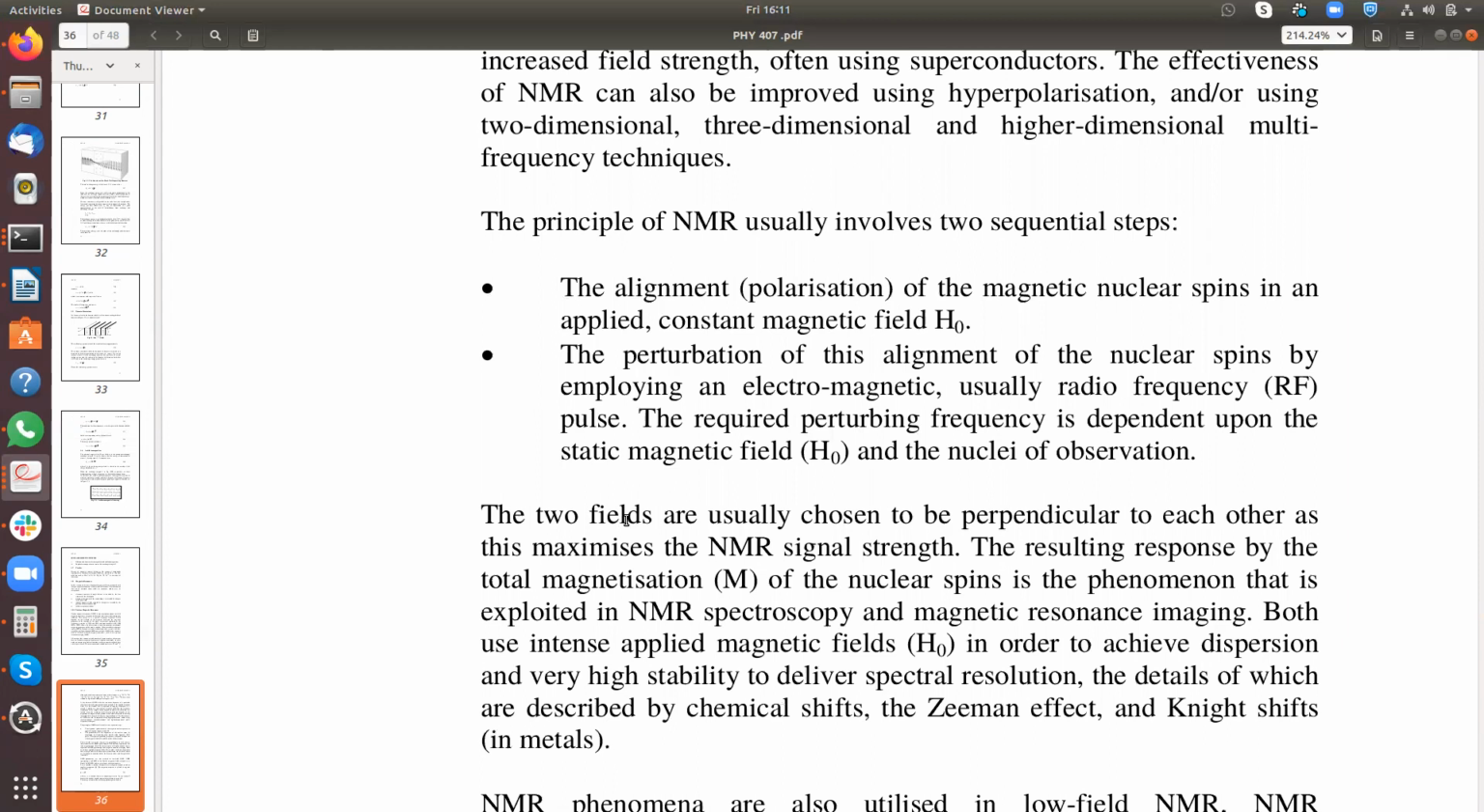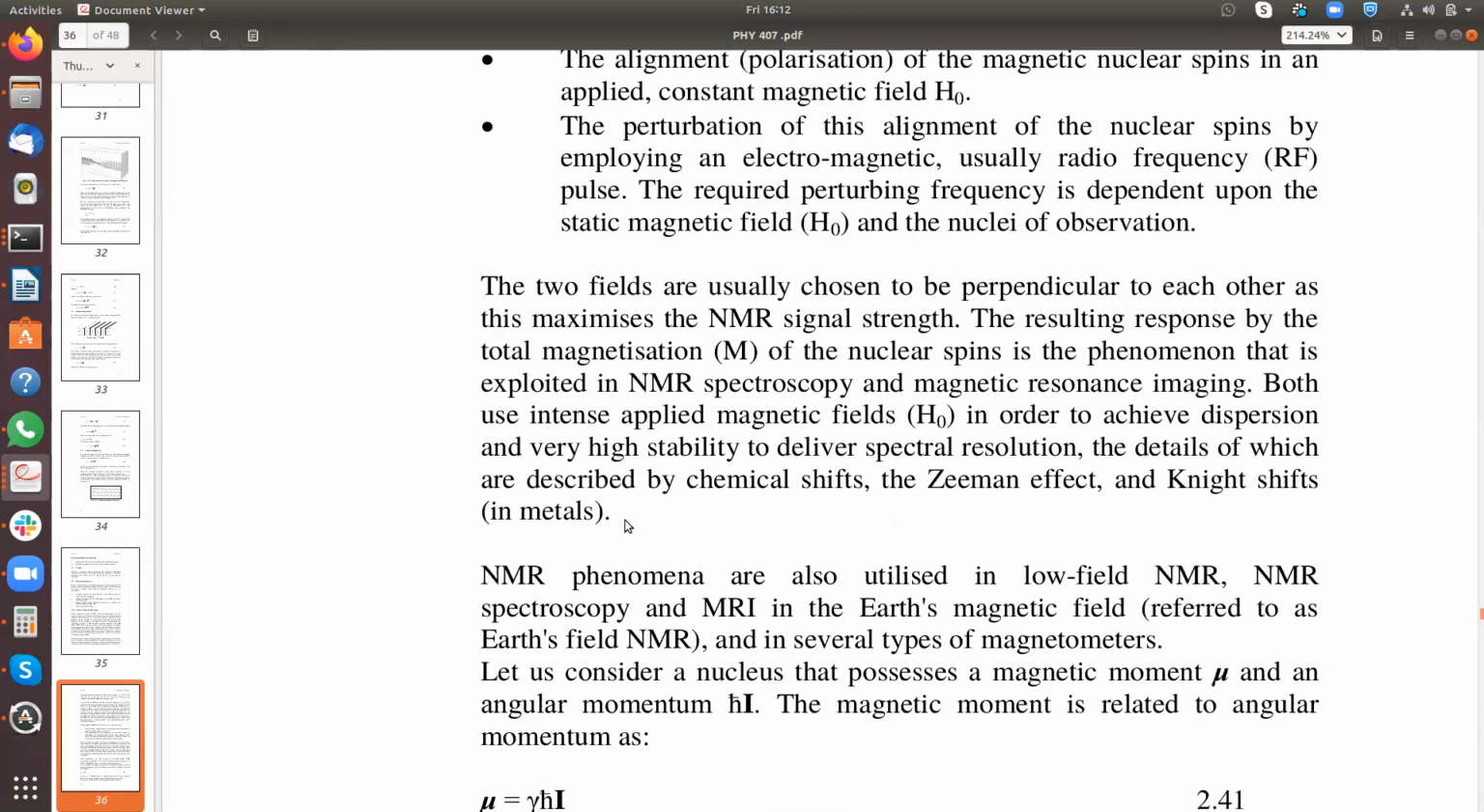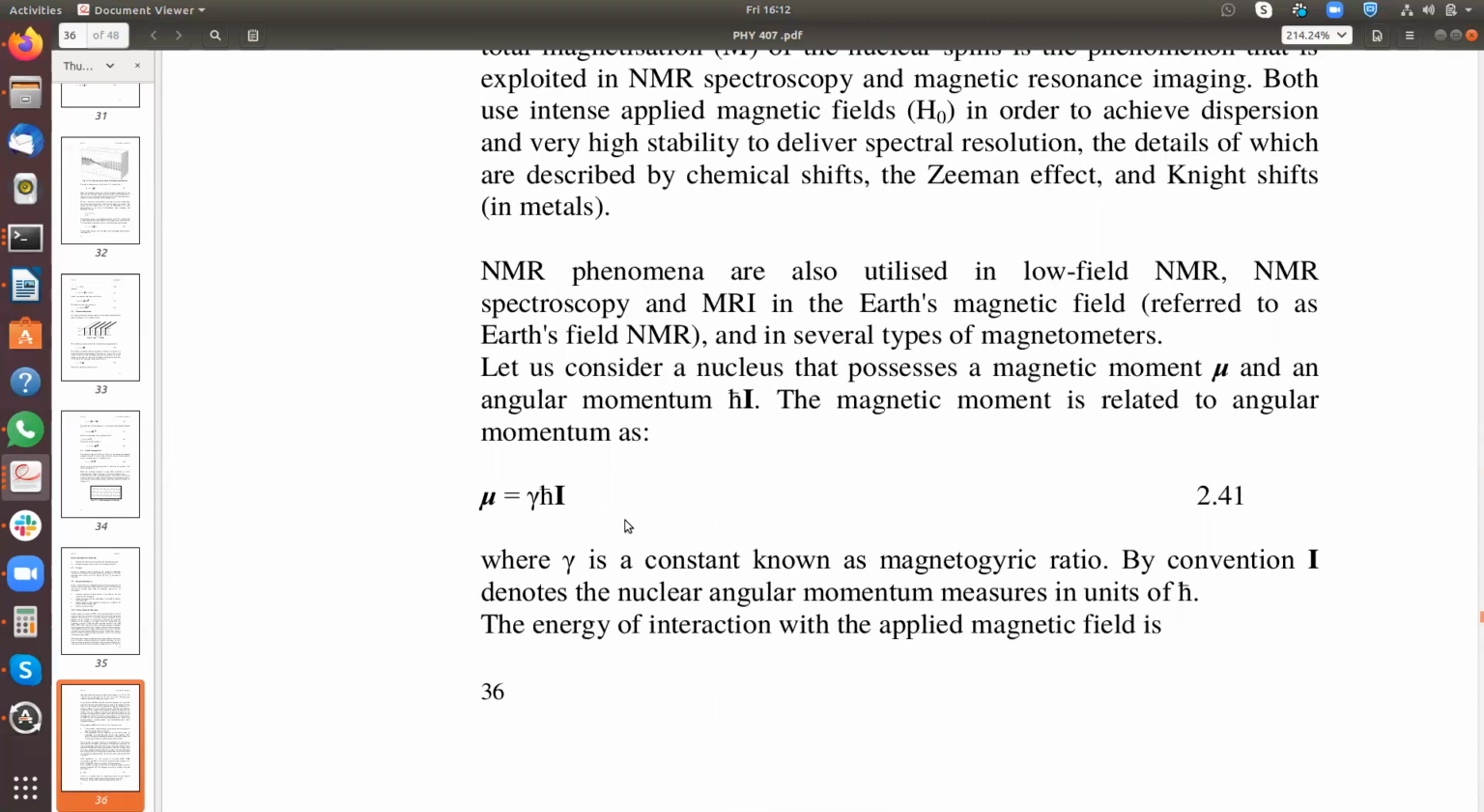Now, the principle of NMR usually involves two sequential steps. Take note of these two points. The alignment, that is polarization, of the magnetic nucleus spin in an applied constant magnetic field, H naught. Then the perturbation of this alignment of the nuclear spin by employing an electromagnetic, usually radio frequency, pulse. The required perturbing frequency is dependent upon the static magnetic field and the nucleus of observation. So that's the concept of nuclear magnetic resonance.